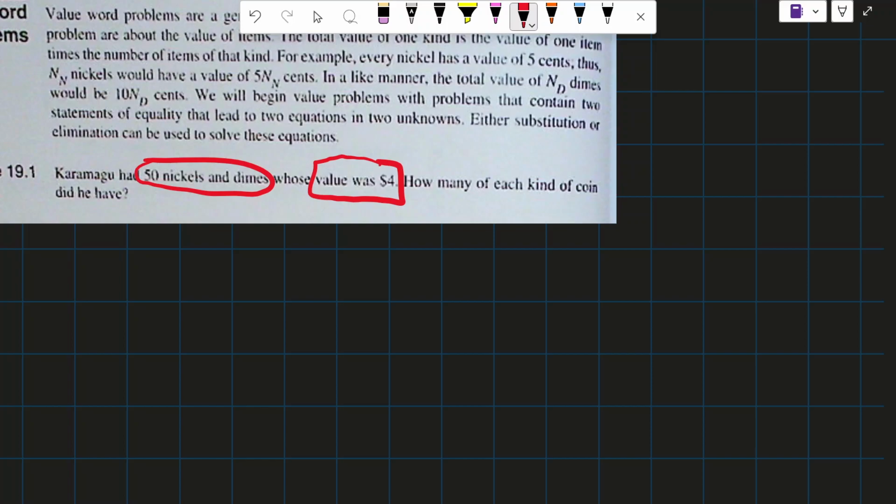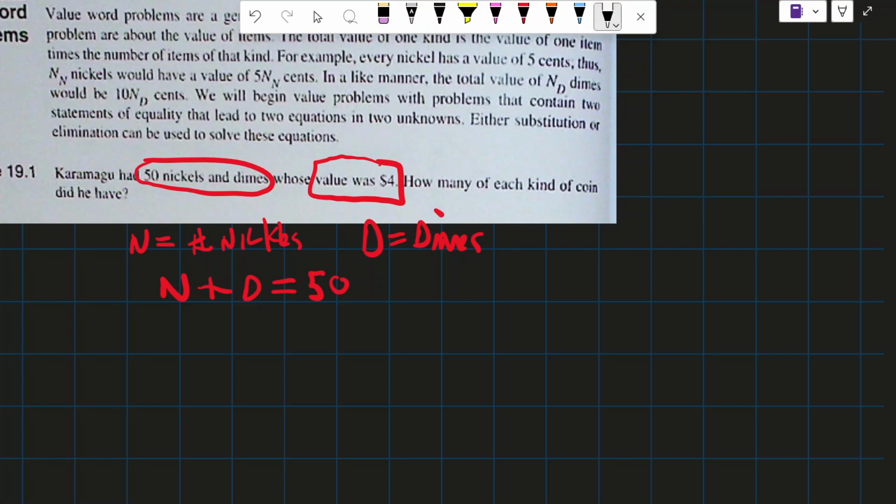So I'm going to say that n is equal to my nickels, the number of nickels, and the letter D is going to be, you guessed it, for dimes, right? So we're going to have to write two equations so that we can use substitution or elimination to solve this. So a couple of facts. Or a couple of equations. N plus D has to equal 50 coins. All right, so that's one equation.